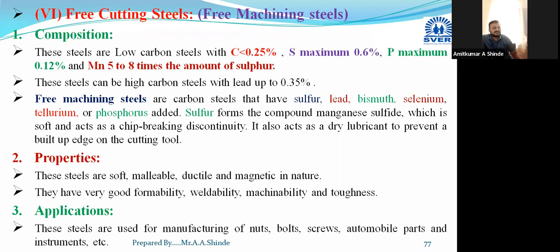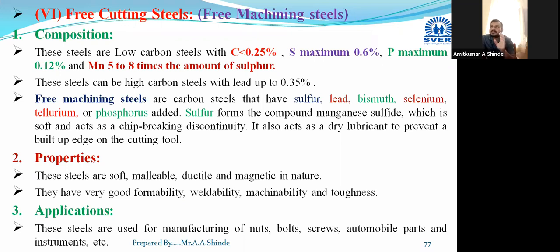And whichever manganese we are adding, we add it by considering the amount of sulfur. Depending on the quantity of sulfur, we are deciding the amount of manganese. Generally, 5 to 8 times the amount of sulfur we are taking as the manganese quantity. Manganese will be 5 to 8 times the amount of sulfur.